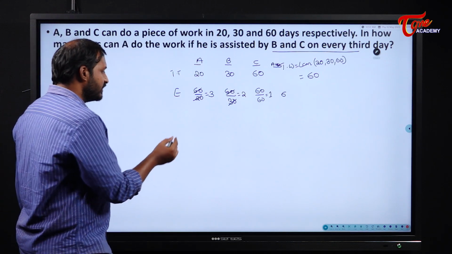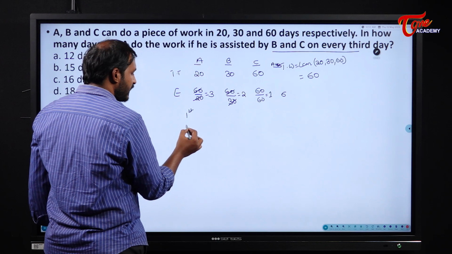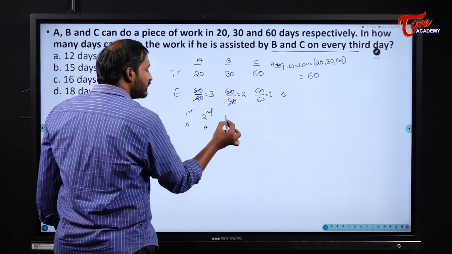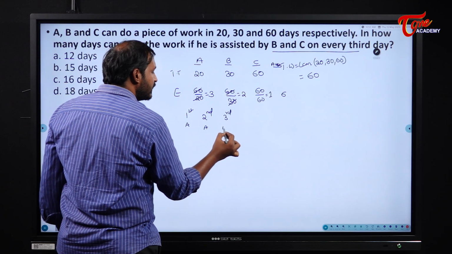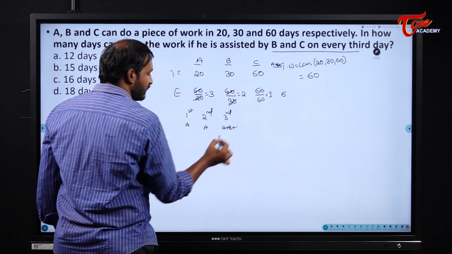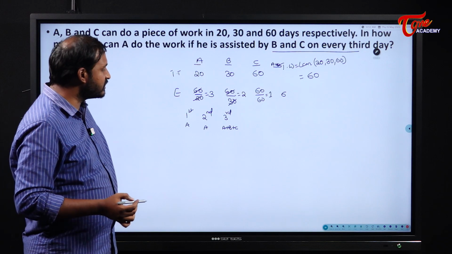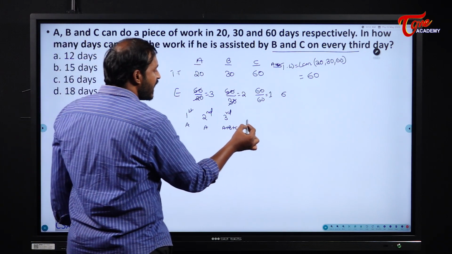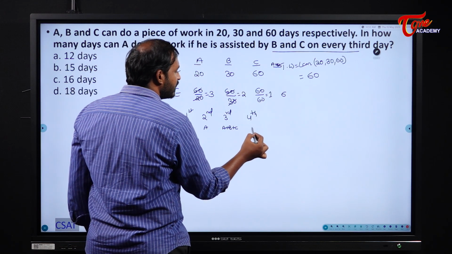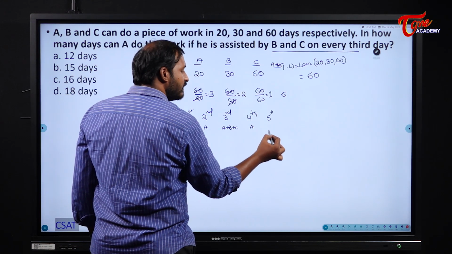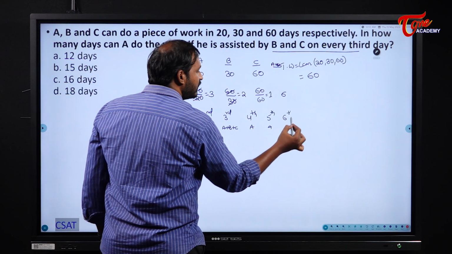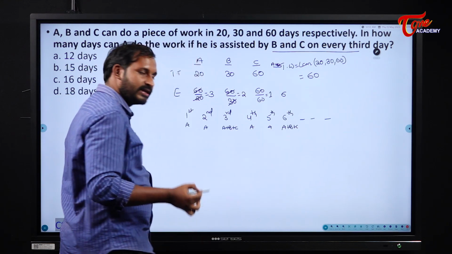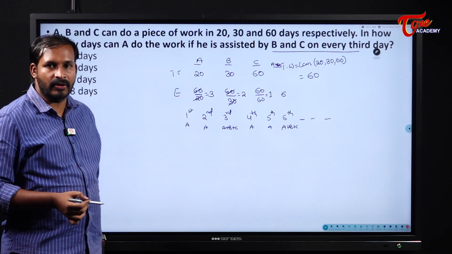Now, please see here, students. On first day, who will work? A will work. Second day, who will work? A will work. On third day, who will work? All the 3, A, B and C together work. Am I correct? Why? Because on the third day, B and C assist A. When it comes to 4th day, as usual, once again A will work. And on 5th day, A will work. And on 6th day, all the 3, A, B and C. Like this, the process will run, right?